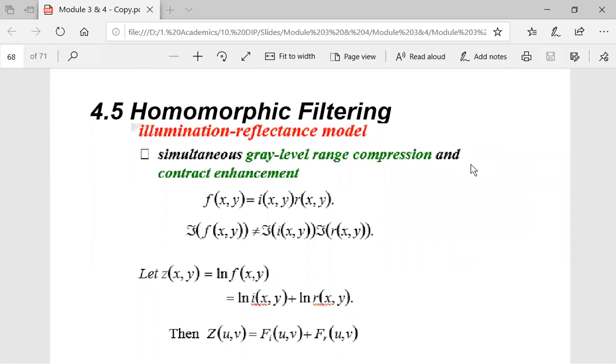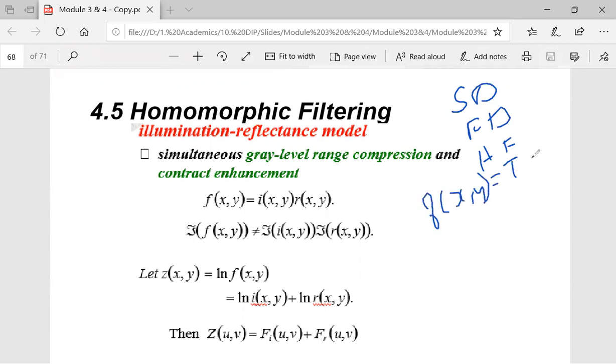Then the last one is homomorphic filtering. This is the last point in the fourth module syllabus. Homomorphic filtering is nothing but the combination of gray level range compression and contrast enhancement, which we do simultaneously. So the first point here is simultaneous gray level compression and contrast enhancement. Here also you remember, whatever you do, whether it is the spatial domain or the frequency domain or homomorphic filtering.